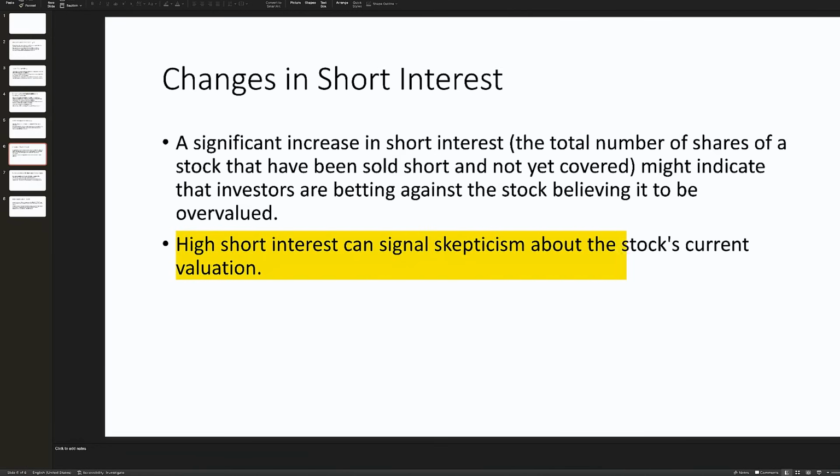High short interest can signal skepticism about a stock's current valuation. And you can see this for free, by the way. You don't need to pay for that. There are all kinds of websites, like even MarketWatch will give that to you. You could just type in short interest on stocks into a search engine and you'll get that. It can be very high. Like you'll see extremely high numbers sometimes and it's very fishy. Like, what's going on?